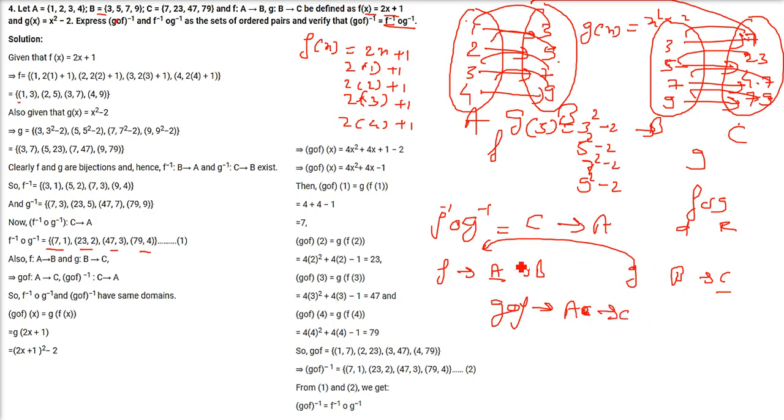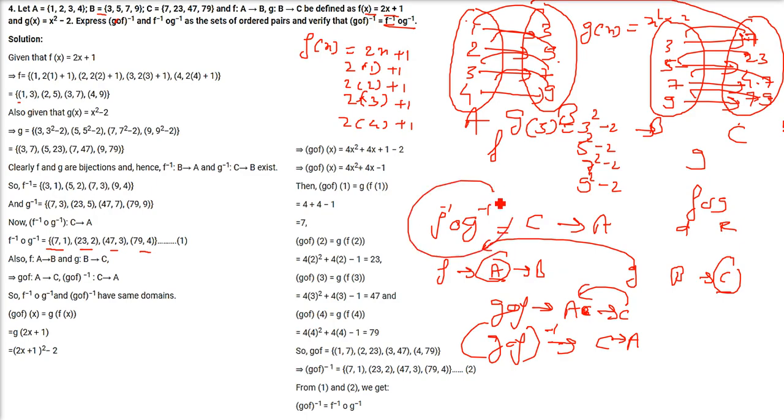Please remember, you have to go to theory when we discuss how this gof is coming from A to C. So gof is g of f. In order to find the gof inverse, first we have to find gof. Because gof is from A to C, gof inverse will be from C to A. So f inverse operation g inverse is from C to A, and gof inverse is again from C to A, so the domain remains the same. So they both are defined.